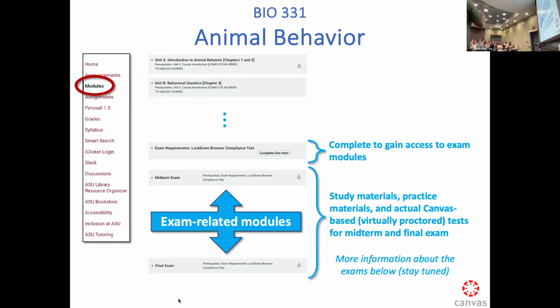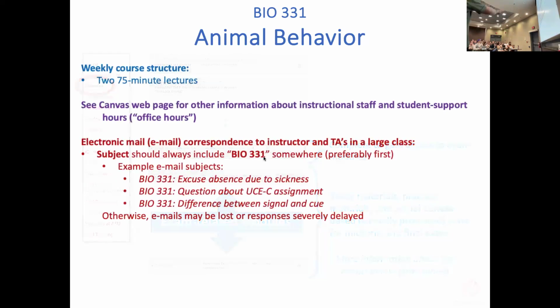But the first stage of both the midterm and the final exam are going to be using lockdown browsers. That's why we've got this additional 0.25% of your exam to do this lockdown browser compliance test, to make sure that you've got a device that it works fine on. You go through that, and then that will unlock the midterm and the final exam modules. Again, you won't have to worry about those for many weeks, but we'll talk about that in a second. So that's the general structure of how things are organized on Canvas.